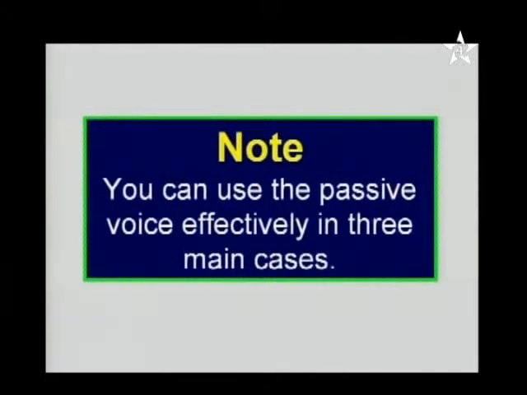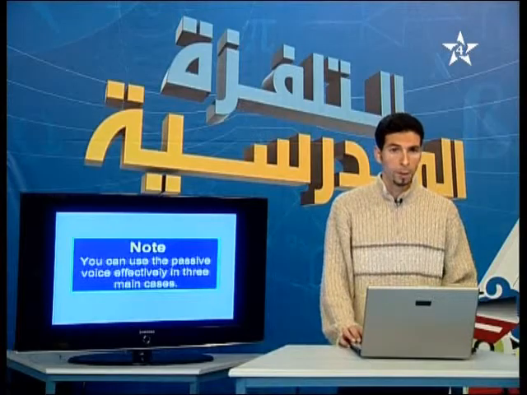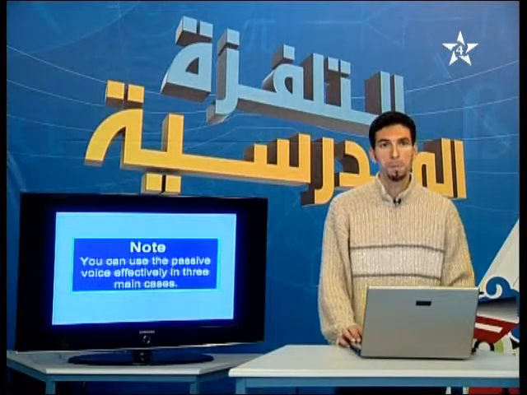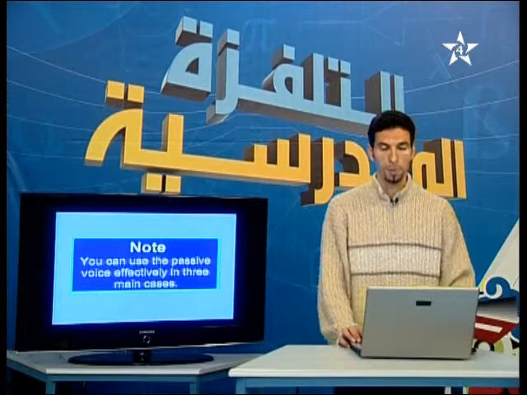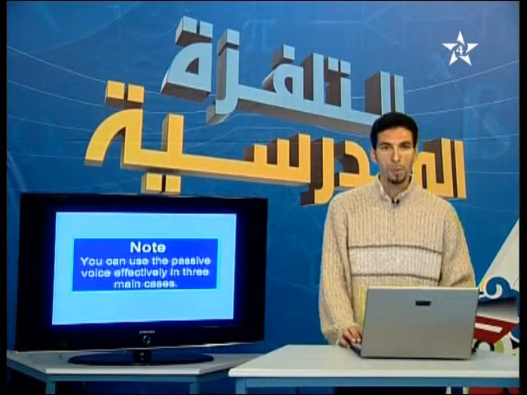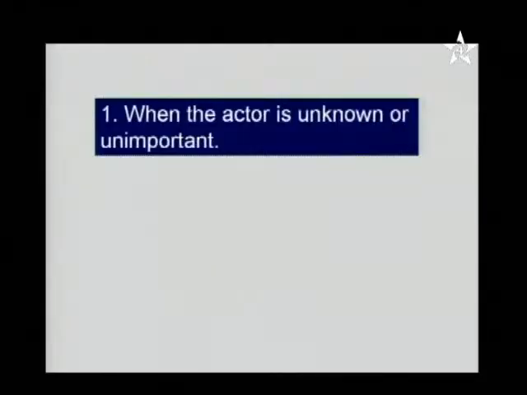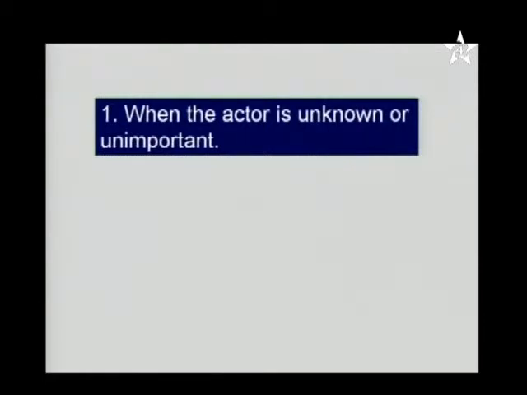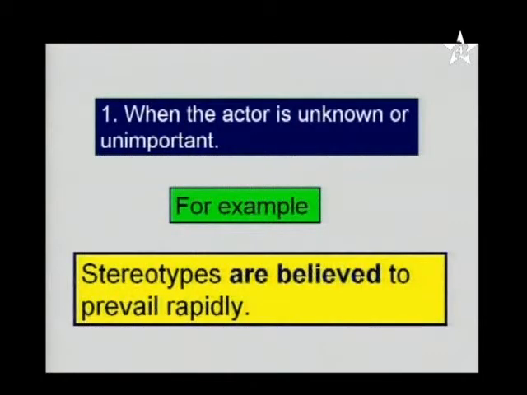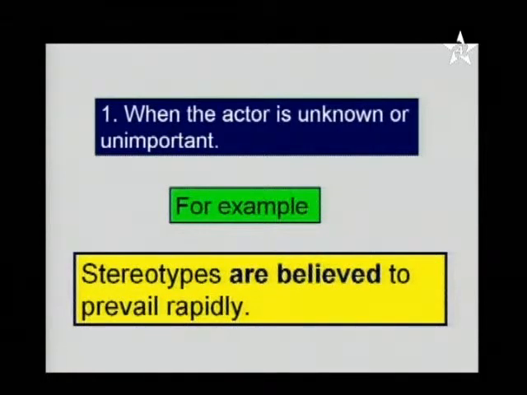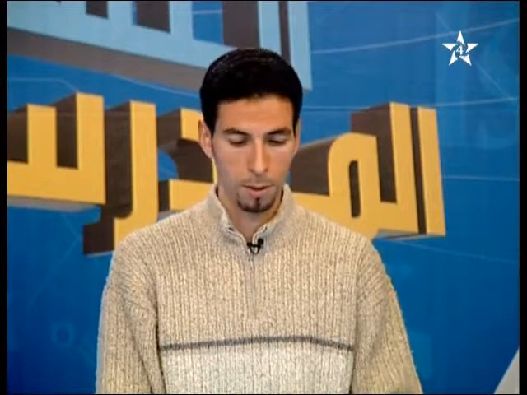Note, you can use the passive voice effectively in three main cases. Let's see these cases, because most of the students wonder why we should use passive voice, or when we should use passive voice. So the first case where you use passive voice effectively is when the actor is unknown or unimportant. I mean, when the subject, the doer of the action, is unknown or unimportant. For example, stereotypes are believed to prevail rapidly. Okay? The actor here is not known, or is not important.